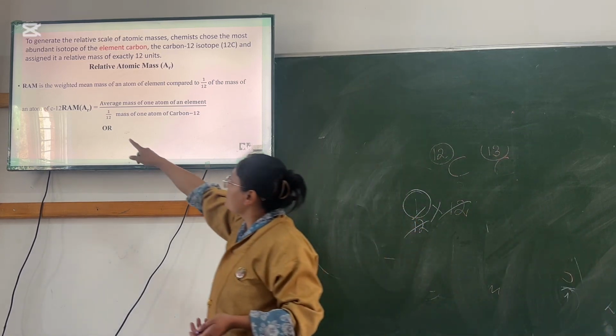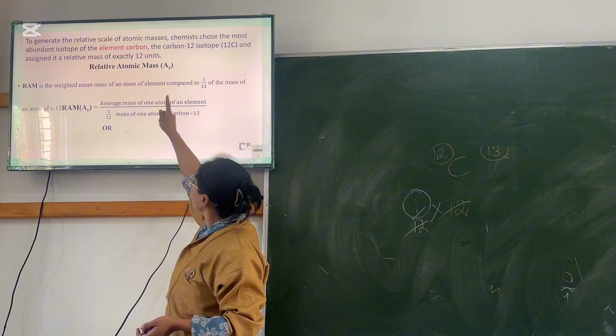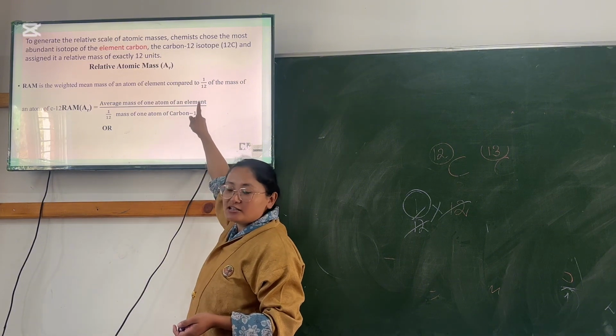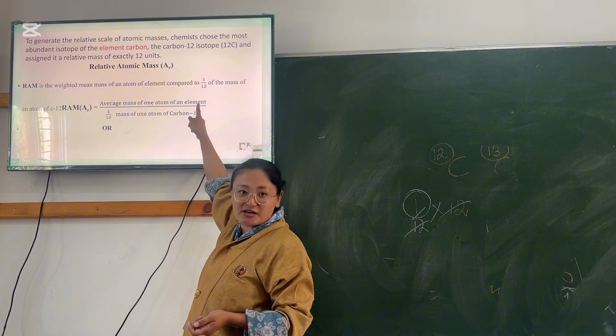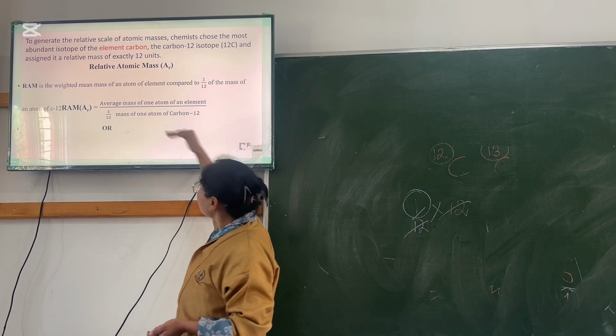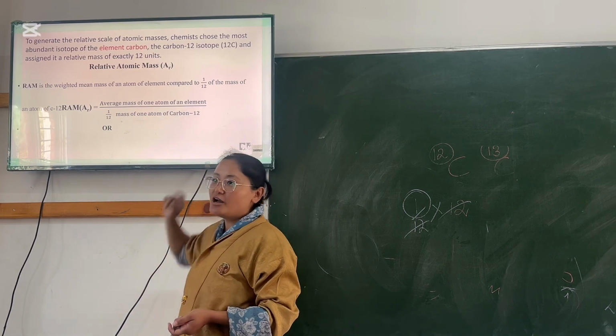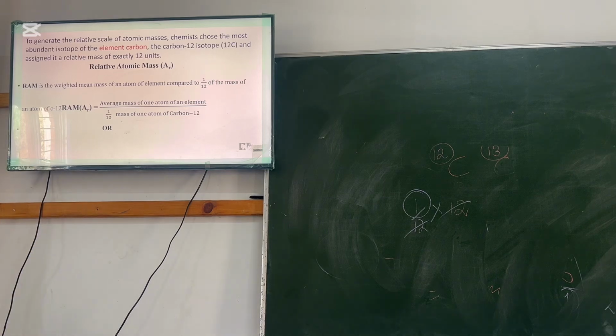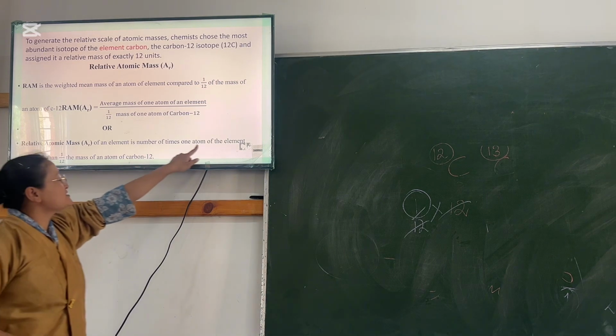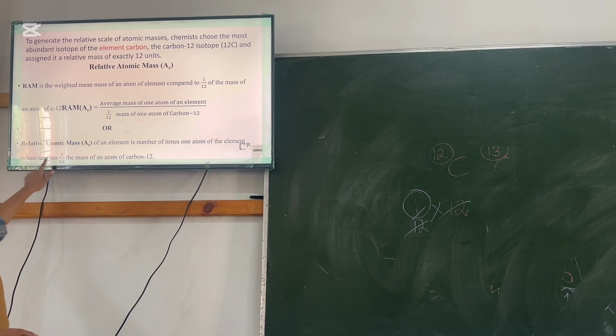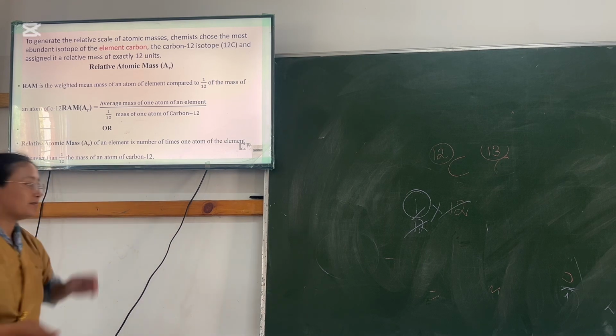So this is how we write the formula. Average mass of one atom of an element, that is the isotopes with relative abundance, then you compare it with 1/12 the mass of an atom of carbon 12. In other words, this relative atomic mass will tell you the number of times one atom of an element is heavier than 1/12 the mass of an atom of carbon 12.